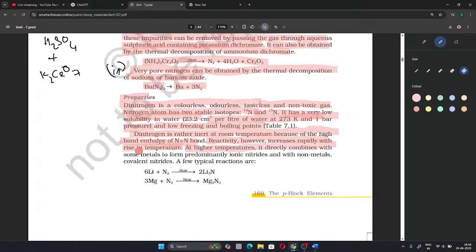At higher temperature, it directly combines with some metals to form predominantly ionic nitrides, and with non-metals covalent nitrides. A few typical reactions are given, but they're saying as temperature increases and as the bond enthalpy decreases, the reactivity increases. With metals it forms ionic compounds, whereas with non-metals it will form covalent nitrides. If you take lithium and dinitrogen and heat it together, it will form lithium nitride. And if we heat magnesium, it will also form magnesium nitride. These are ionic nitrides.